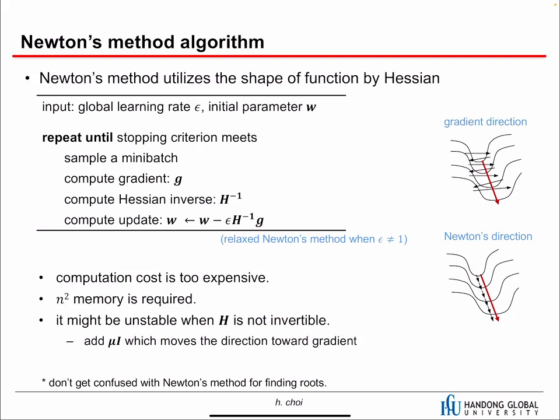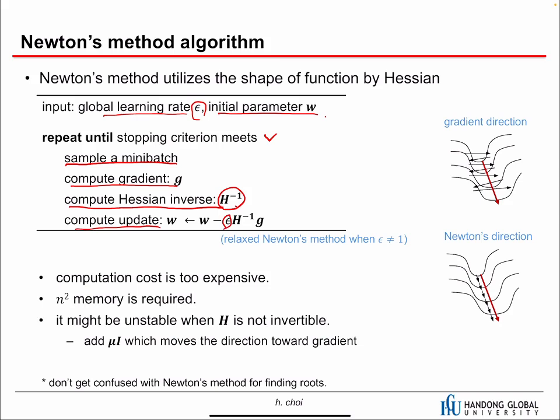Now let's talk about the Newton's method algorithm. Again, Newton's method utilizes the shape of the function by the Hessian. Given a learning rate and an initial parameter, sometimes we don't need the learning rate, but sometimes we can use it. We repeat until the stopping criterion is met, and we sample a mini batch and compute a gradient. So far, it's exactly the same as stochastic gradient descent. And then we compute the Hessian inverse, and then we update. Most of the time, epsilon could be just 1.